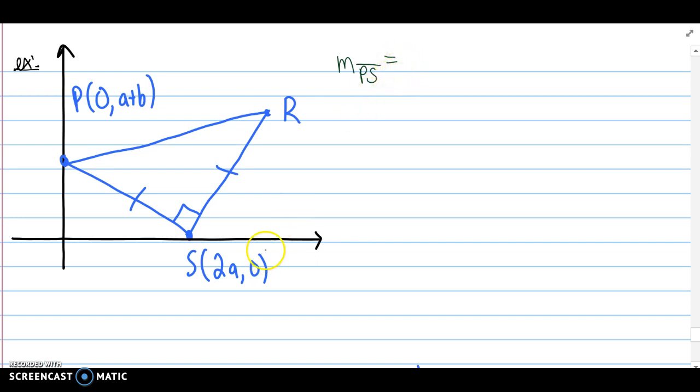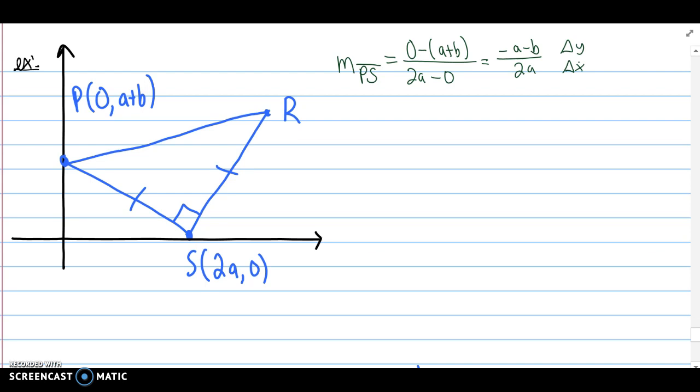And to calculate that, we're going to take y minus y over x minus x. Since we're calling it PS, we're actually going to take the S values minus the P values. So it's going to be 0 minus a plus b divided by 2a minus 0. If we simplify this, that's negative a minus b over 2a. This is the change in y. This is the change in x.